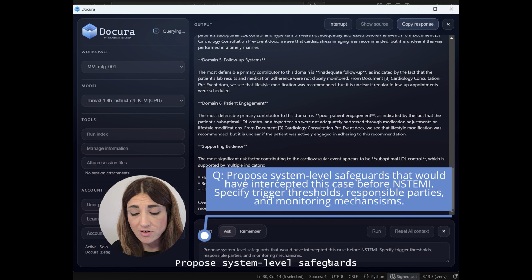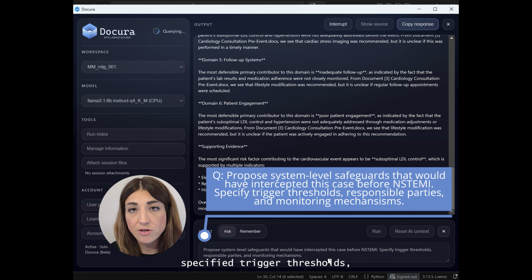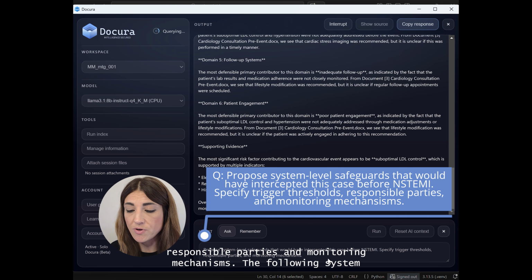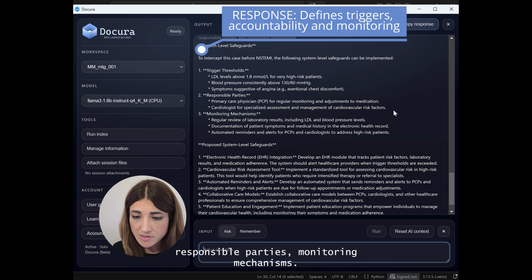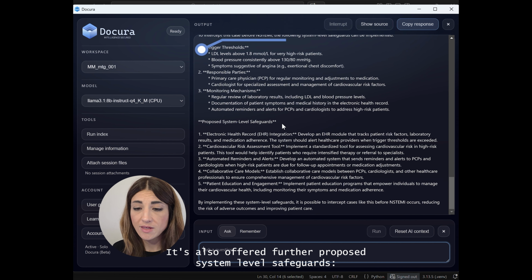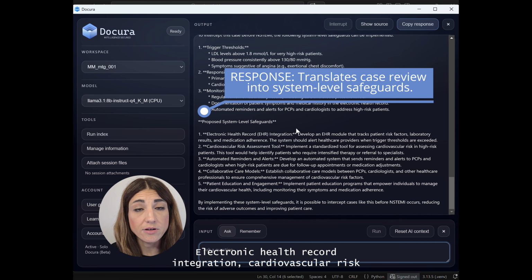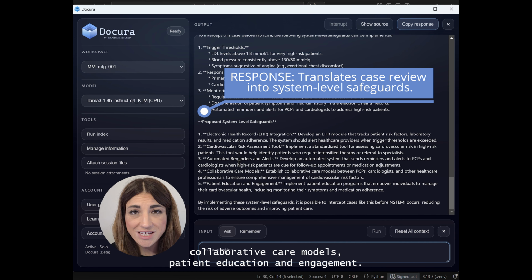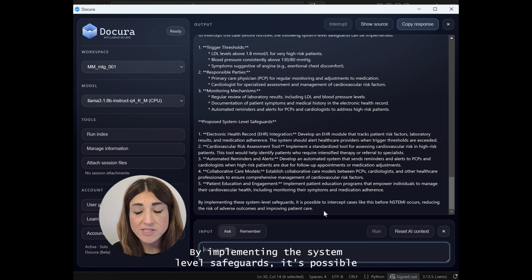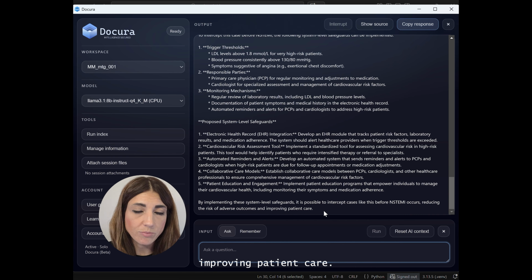Propose system-level safeguards that would have intercepted this case before the infarction. Specify trigger thresholds, responsible parties, and monitoring mechanisms. Following system-level safeguards can be implemented: trigger thresholds, responsible parties, monitoring mechanisms. Further proposed system-level safeguards: electronic health record integration, cardiovascular risk assessment tool, automated reminders and alerts, collaborative care models, patient education and engagement. By implementing these system-level safeguards, it's possible to intercept cases and reduce the risk of outcomes, improving patient care.